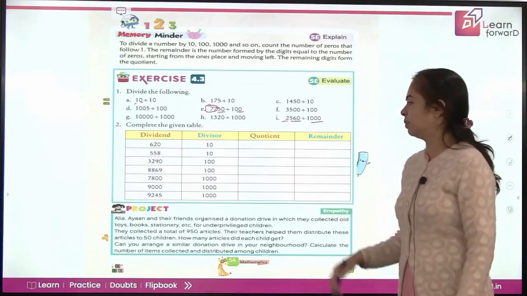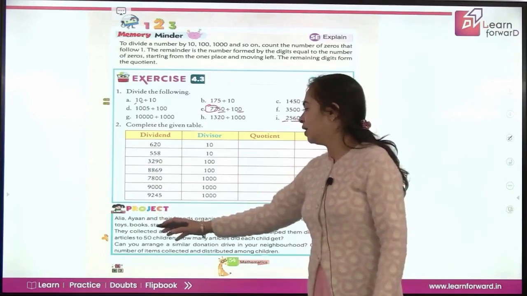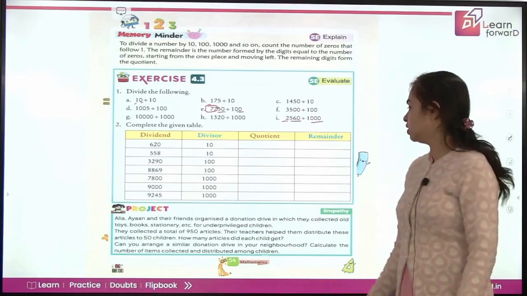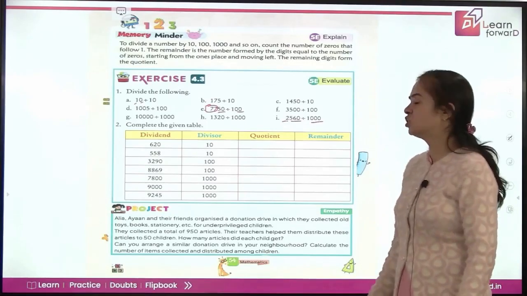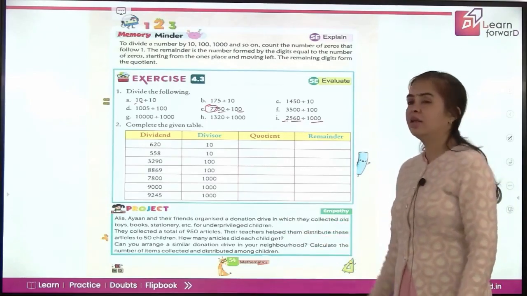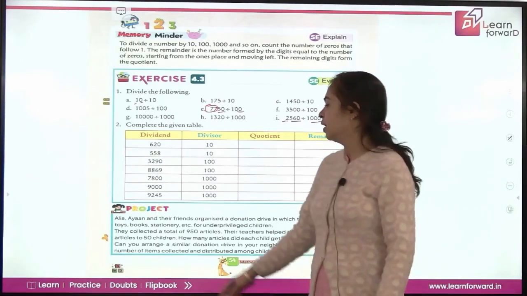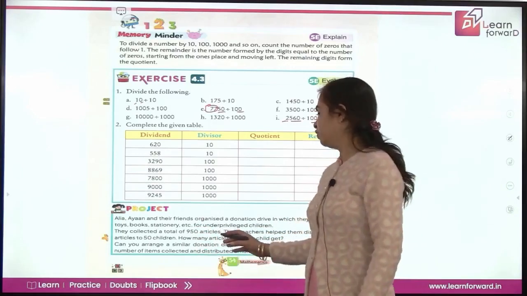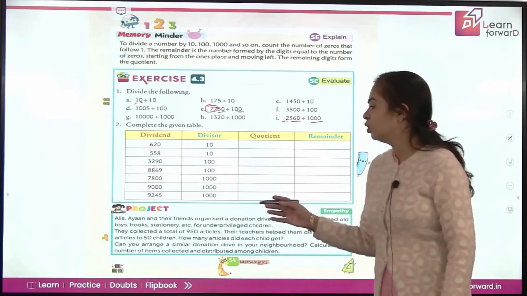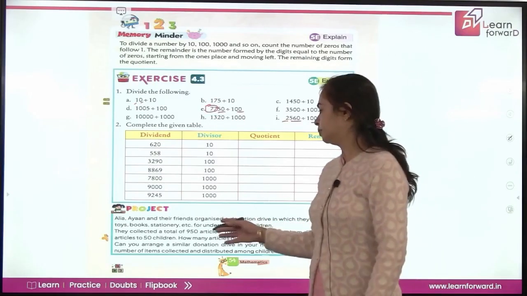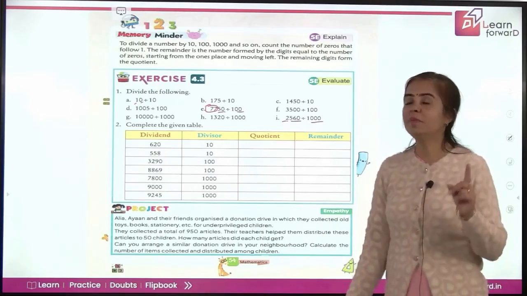It's on the same topic. And here you have a project to do in which Alia, Ayan and their friends organized a donation drive in which they collected old toys, books, stationery, etc. for underprivileged children. Here again we are talking about the underprivileged children. They collected a total of 950 articles. Their teachers helped them distribute these articles to 50 children. How many articles did each child get? Yes, you will be dividing.